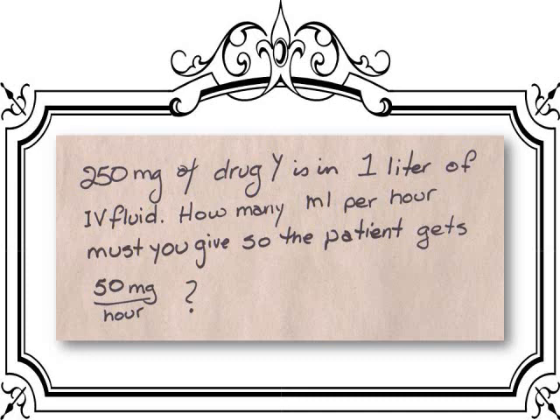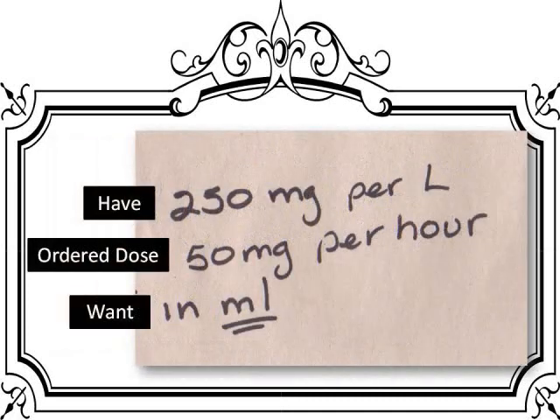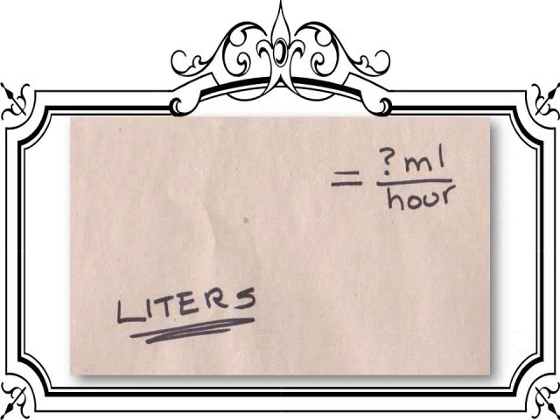You have 250 milligrams of drug Y, and it's in 1 liter of IV fluid. How many milliliters per hour must you give so that the patient gets 50 milligrams per hour? Well, you have 250 milligrams per liter. The ordered dose is 50 milligrams per hour, but you want an answer in milliliters. So first let's look at the liter issue. You want an answer in milliliters per hour.